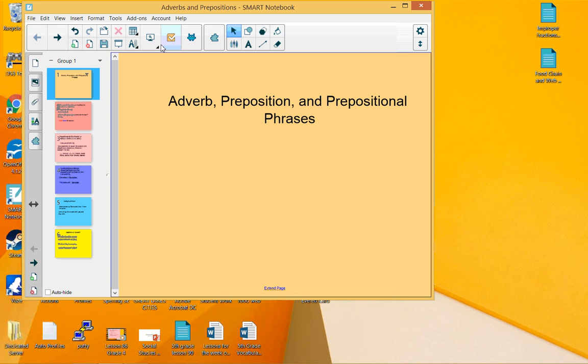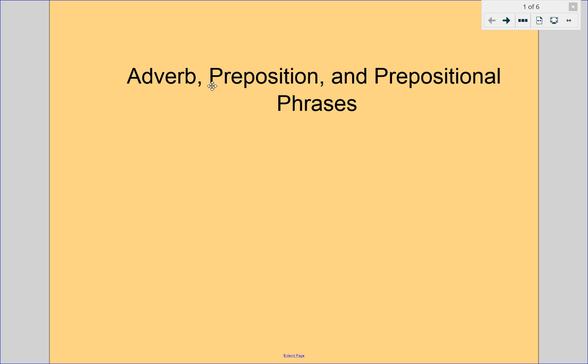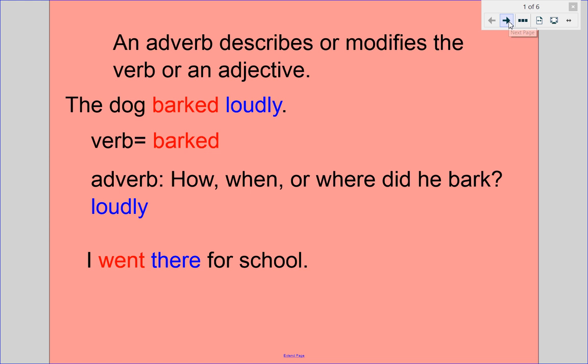Hi everybody. We are going to be talking today a little bit of a review through some things as I've noticed on some of your papers, that maybe we should just review some of these English things: adverb, preposition, prepositional phrases, especially since you'll have a test on this next week. All right, so first of all, an adverb describes or modifies the verb or an adjective.